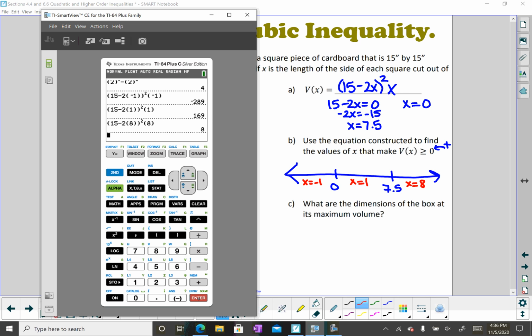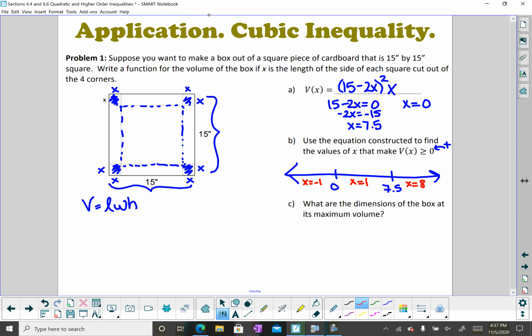So I get, let's see, negative, positive, and positive. Okay, so let's put those on our number line: negative, positive, positive. So the values that would make my volume greater than 0 or positive are between 0 and 7.5, and then anything greater than 7.5.